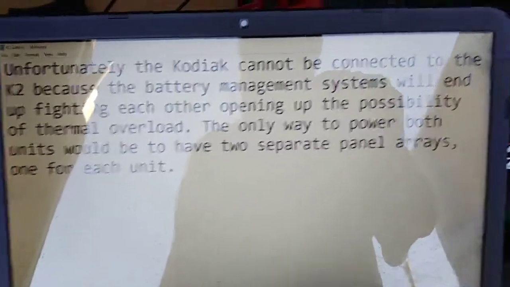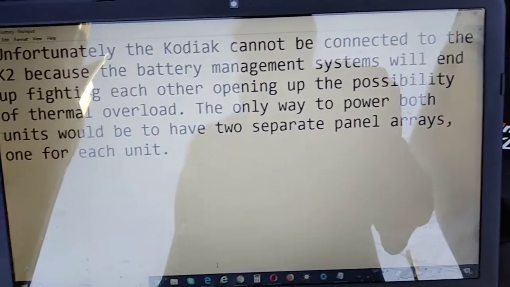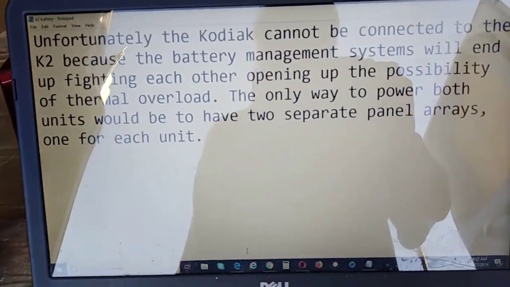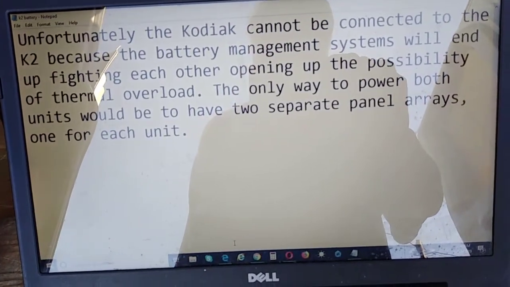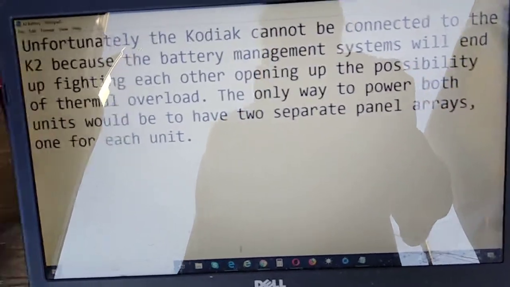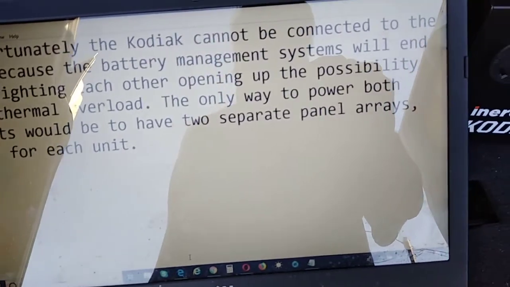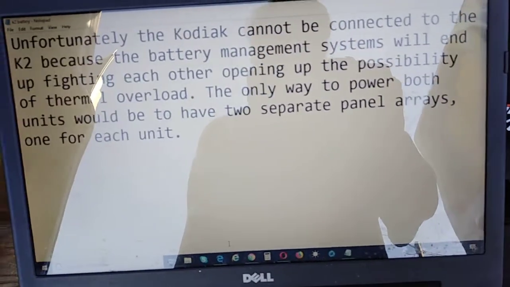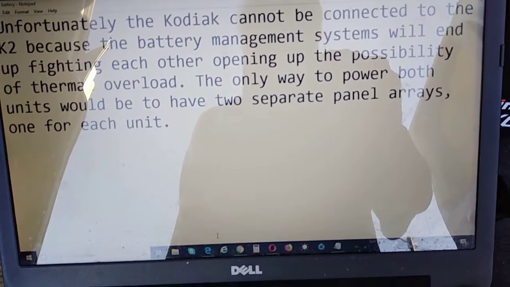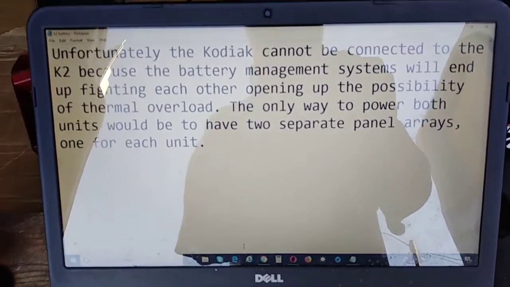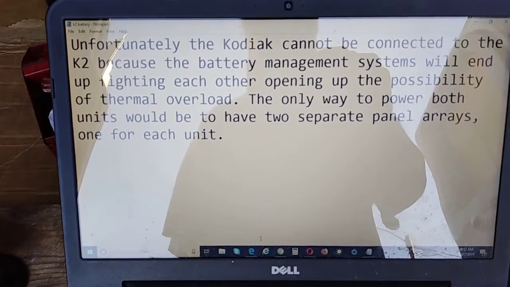Unfortunately, the Kodiak cannot be connected to the K2 because the battery management systems will end up fighting each other, opening up the possibility of a thermal overload. The only way to power both units would be to have two separate panel arrays, one for each unit, which is true, but it's not the only way.